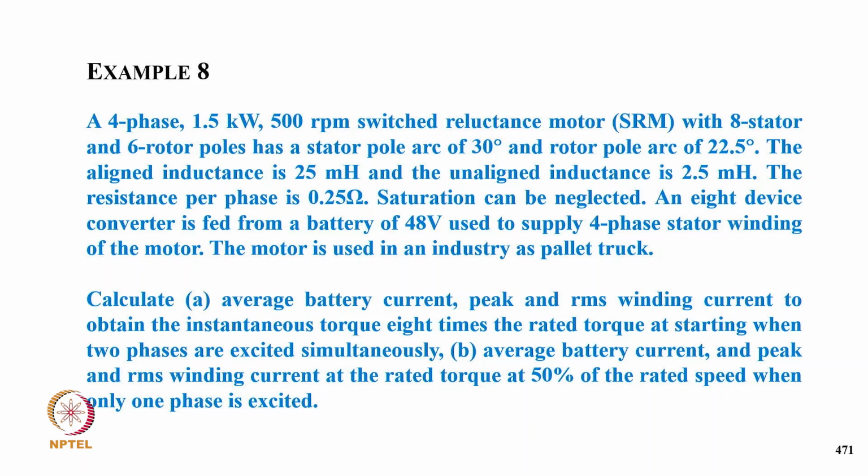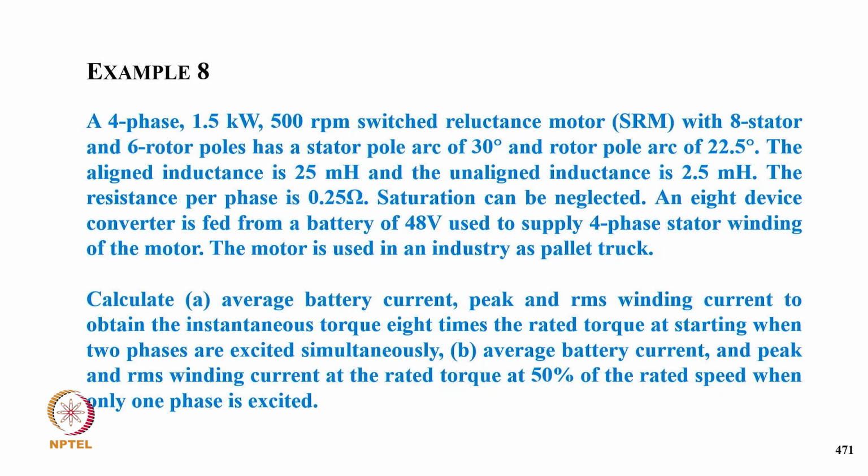Saturation can be neglected, and a device converter platform battery of 48 volt is used to supply the 4-phase stator winding of the motor. The motor is used in industry as a pallet truck. Calculate the average battery current, peak current, and RMS winding current to obtain the instantaneous torque 8 times the rated torque at starting, when two phases are excited simultaneously.